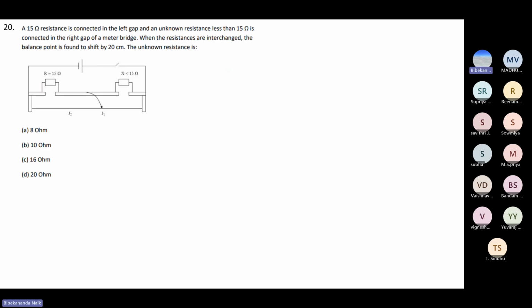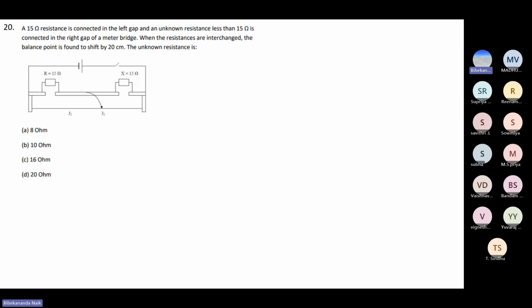Then the next question. The question says a 15 ohm resistance is connected in the left gap and an unknown resistance less than 15 ohm is connected in the right gap of the meter bridge. When the resistances are interchanged, the balance point is shifted by 20 centimeters. Then the unknown resistance is. Now this question is based on the Carey Foster bridge operation. We discussed there are different steps to calculate the unknown resistance. So we will calculate what will be the value of the unknown resistance.